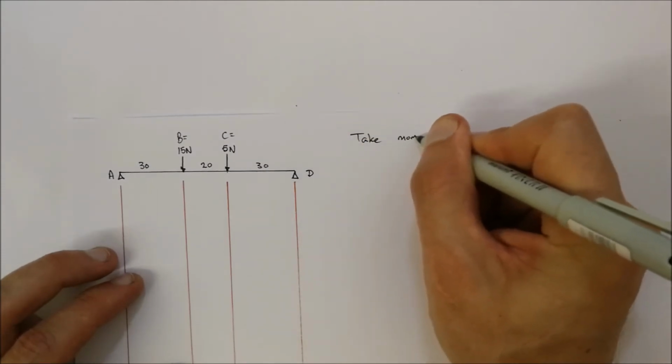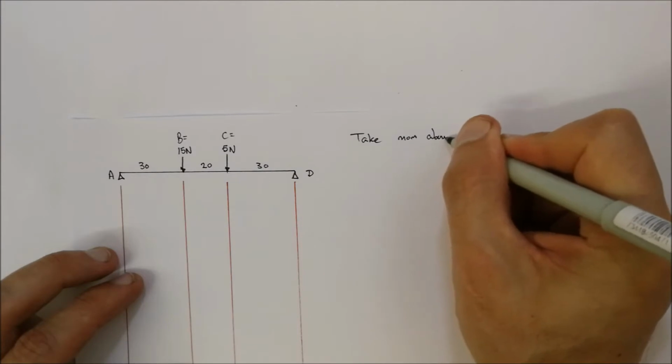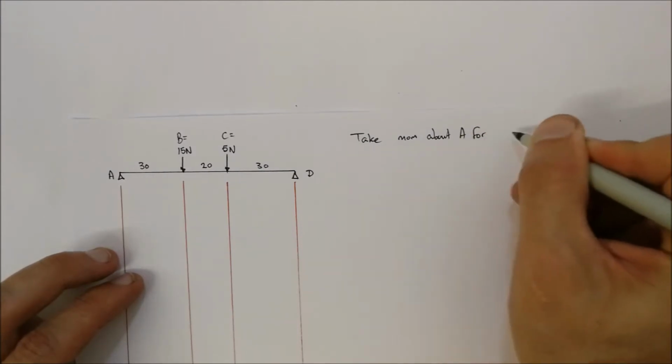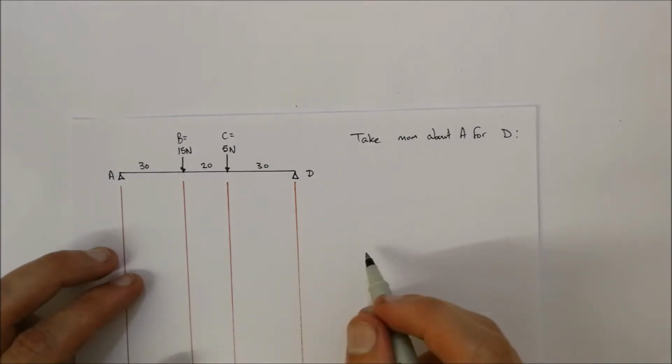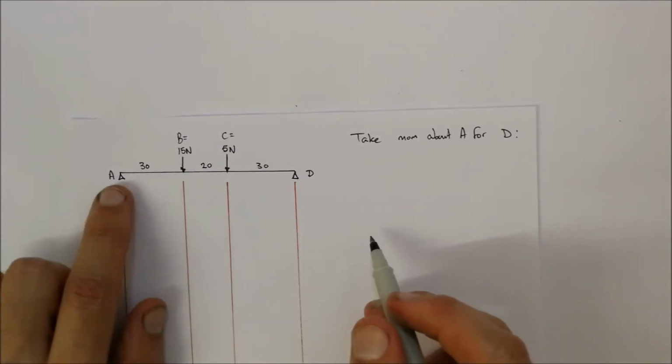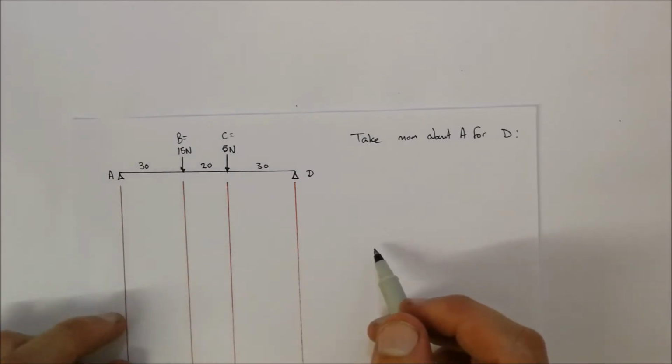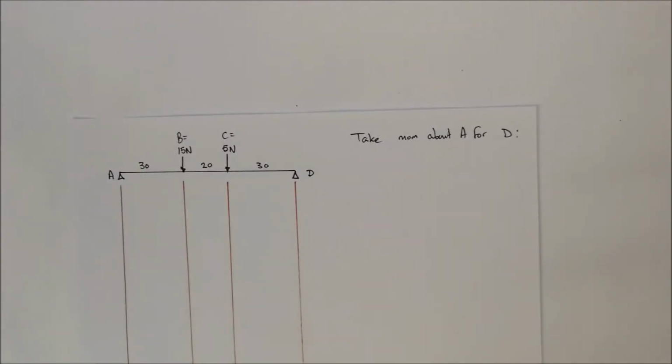So we're going to take moments about A for D. We're going to be taking moments about this pivot point A. In the past we had only one pivot point, so we were able to calculate clockwise moments equal to anti-clockwise moments. We're going to do exactly the same thing, but because we've got two unknowns, it's essentially simultaneous equations. Yet we don't have to do it as complex as that. There is an easier way to do it.